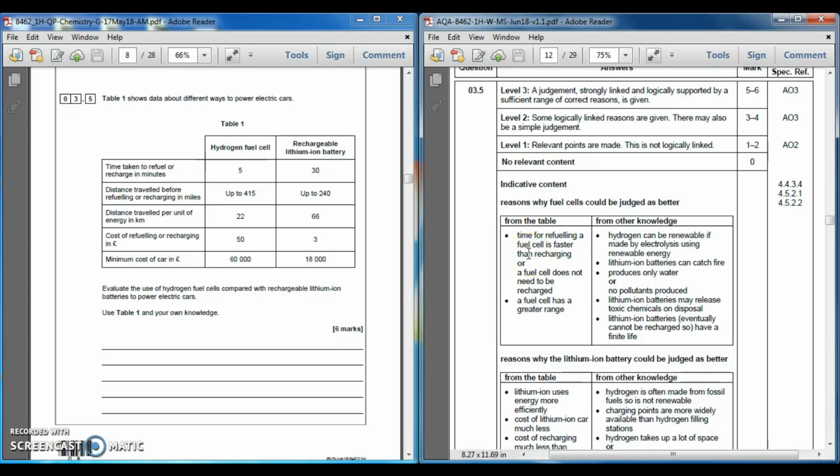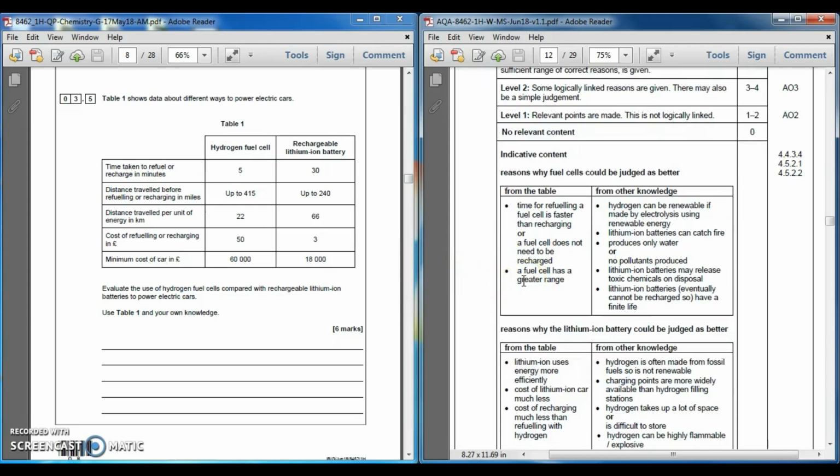So if you said the hydrogen fuel cell is best because it recharges faster and can go a longer distance, then you put that judgment in there. You've evaluated it. You looked at the good points, you've looked at the bad points, and you've decided that you liked it better because of these reasons.